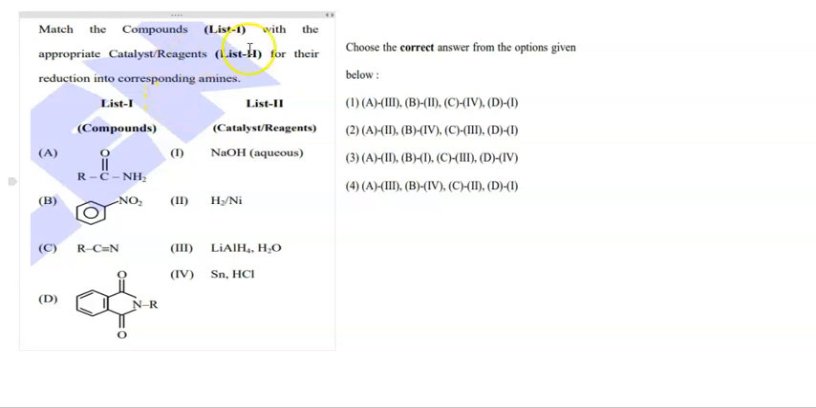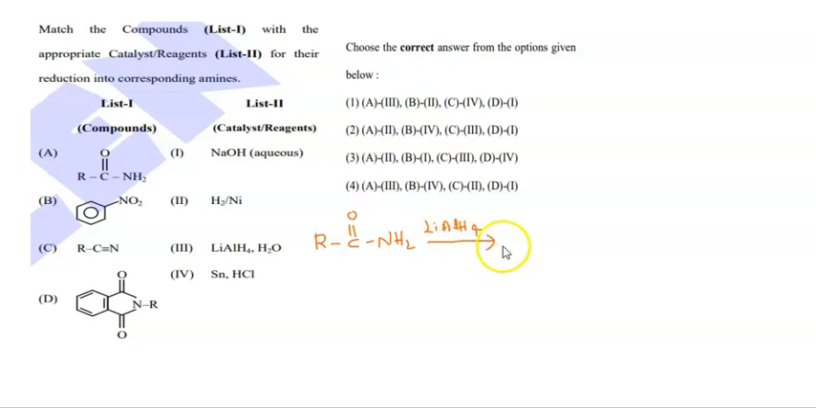In this question, match the compounds in list 1 with the appropriate catalyst or reagent of list 2 for their reduction into their corresponding amines. For example, here I am going to take RC double bond O NH2, which is nothing but an amide. This amide on reacting with lithium aluminum hydride, a good reducing agent, through hydride transfer converts that particular amide into the corresponding primary amine. So A is matched with 3. 3 is lithium aluminum hydride.